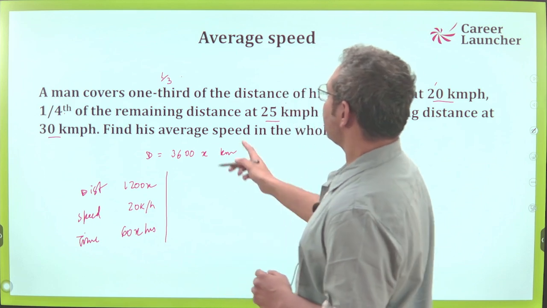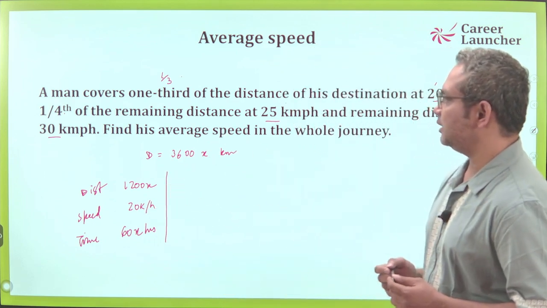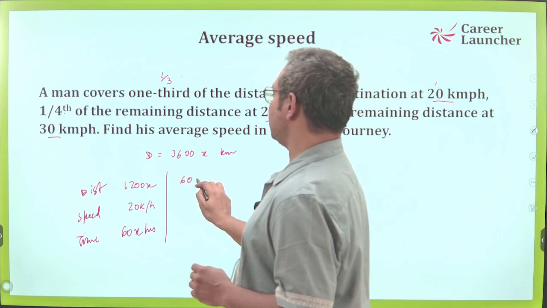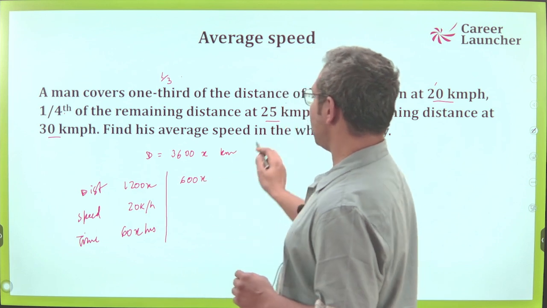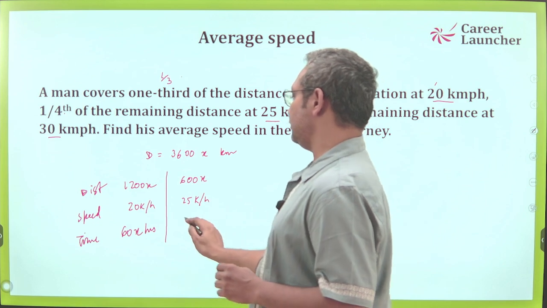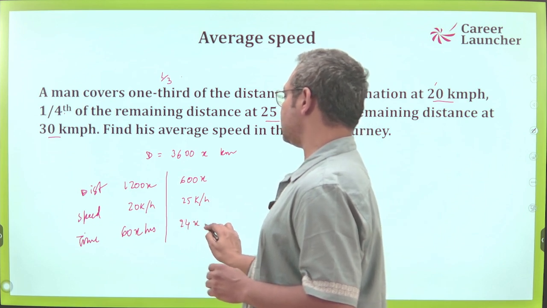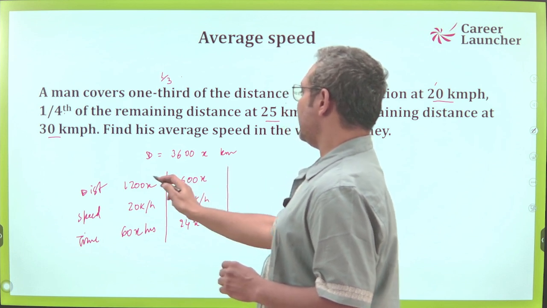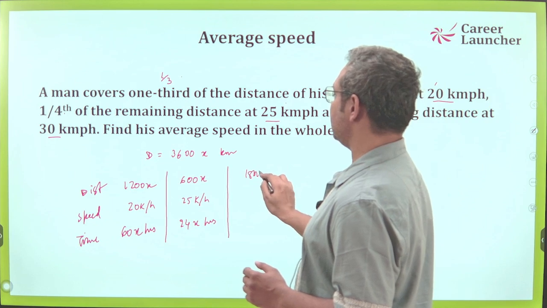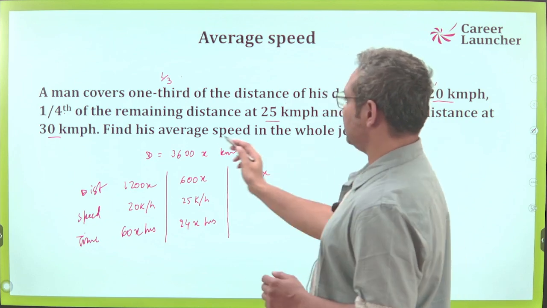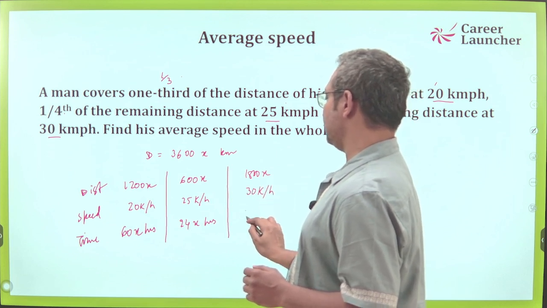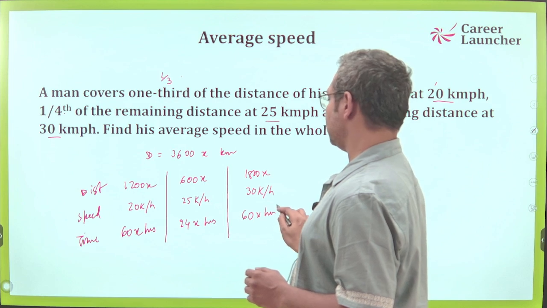Next, 1/3 means 1200 is gone, so that leaves you with 2400. 1/4 of 2400 is 600. So we have 600x kilometers. You have traveled at 25 kilometers per hour. So 600 by 25 is 24. So 24x hours. 1800 kilometers are gone. So the remaining 1800 kilometers, 1800x, you have traveled at 30 kilometers per hour. Therefore, if you divide, you are going to get 60x hours.